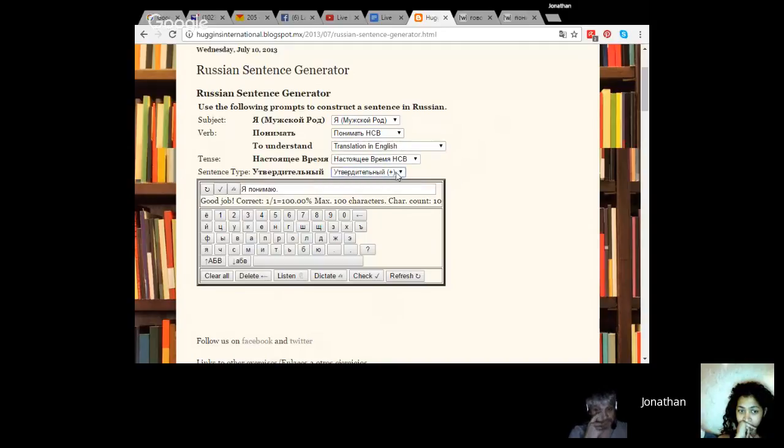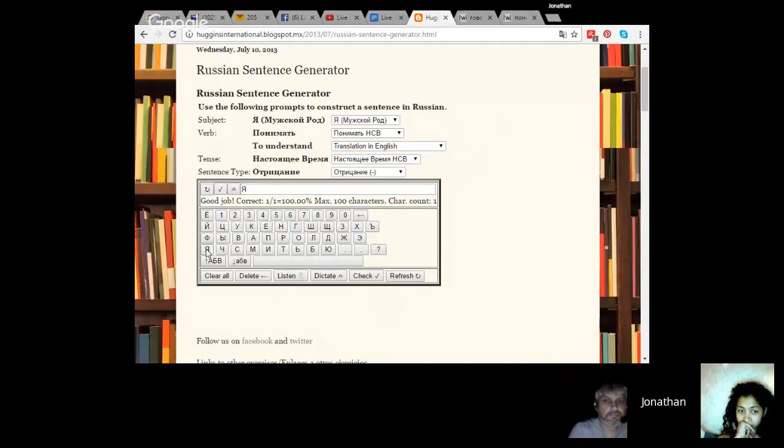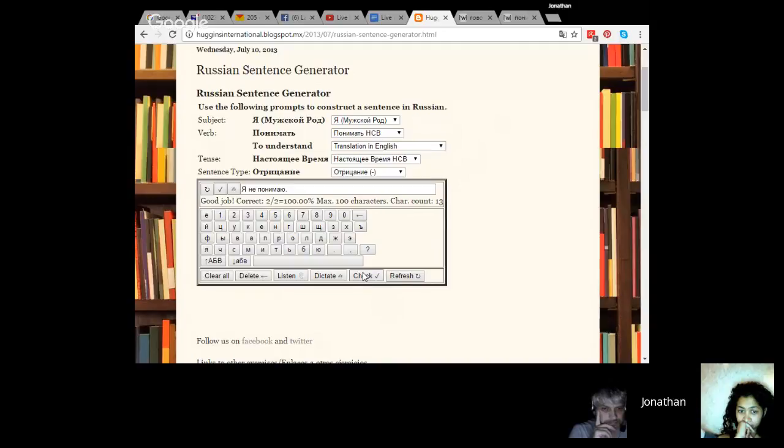You can also work here making questions. Negative would just be adding the ne. So I'll try this here again. And yeah, ne ponimayu. And I'll check that. And yeah, that's correct. So for the negative, this doesn't do actual translations like you have on a Google Translate or something, it's just this translation of the infinitive.